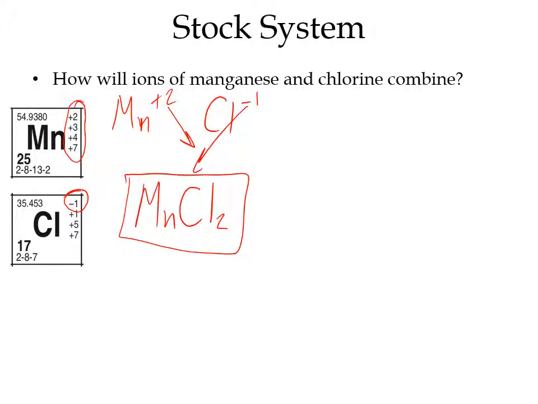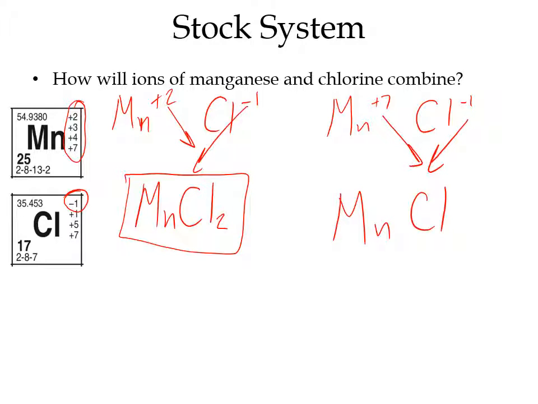If we did, let's say, the +7 version of manganese, manganese +7, and combine that with the chlorine -1 ion. Again, if we do our crisscross, the 1 from the chlorine's charge will go down next to the manganese, and the +7 from the manganese's charge will go down next to the chlorine, and that's another molecule. So we could have either MnCl2 if we use that version of manganese, or we can have MnCl7 if we use that version of manganese.